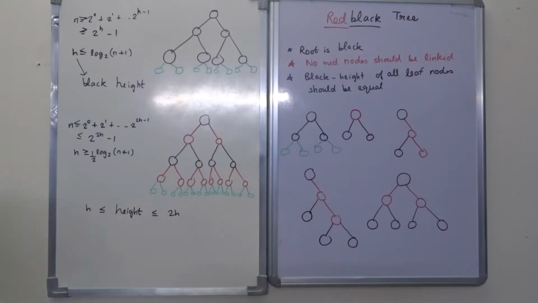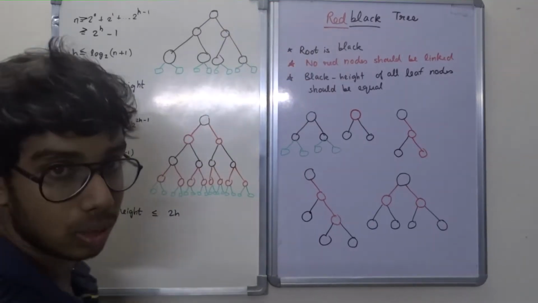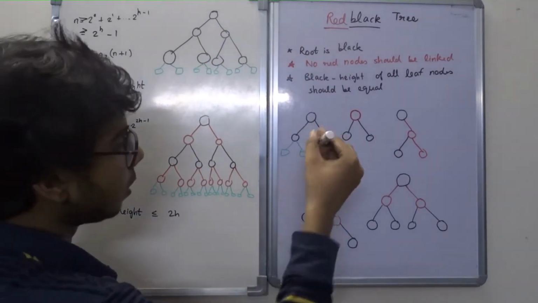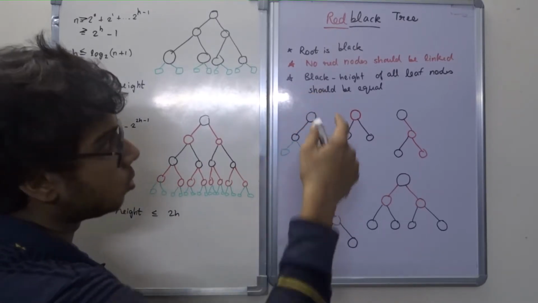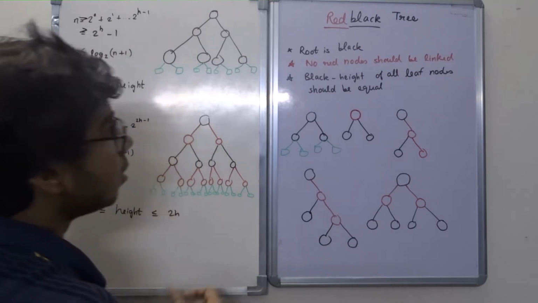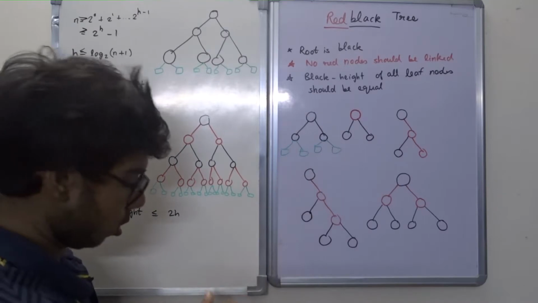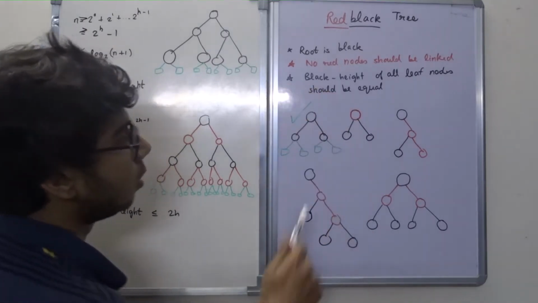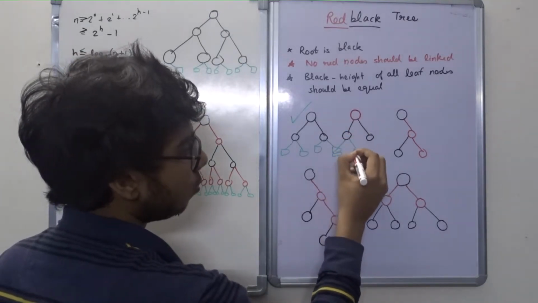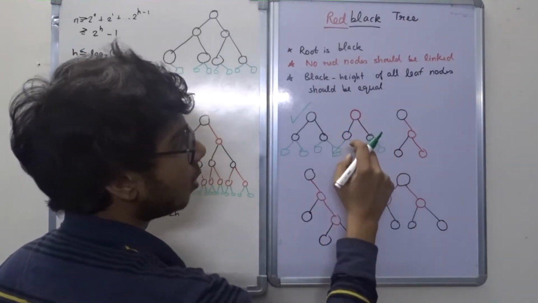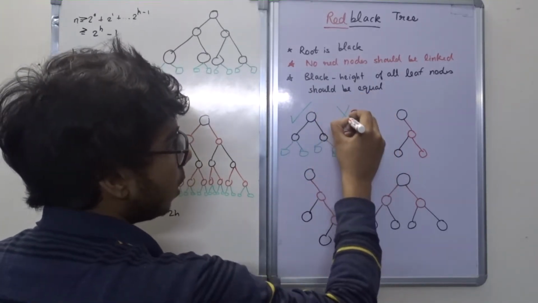So let's see by examples which of these are red-black trees and whether they satisfy the properties or not. In the first one, the root is black. There are no red nodes, so obviously the second property can't be violated. And the black height of all the leaf nodes is 2, like 1, 2. So this is a red-black tree. Now this has a red root. Even though its leaf nodes have the same black height and no red nodes are adjacent, it has a red root, so it is not a red-black tree.